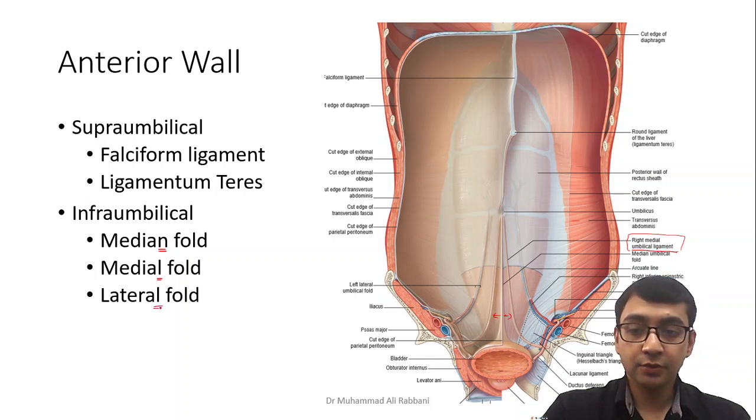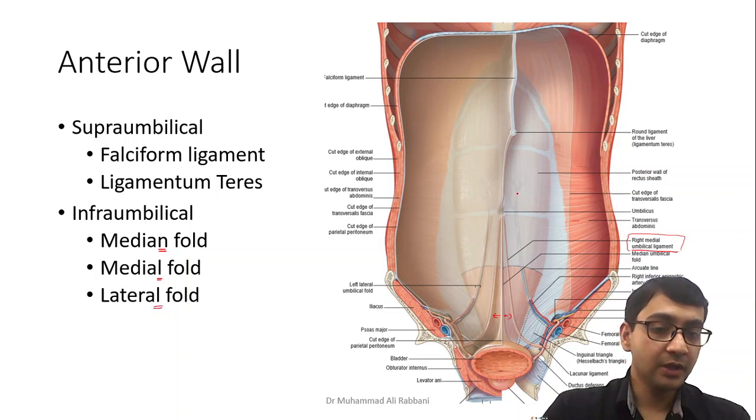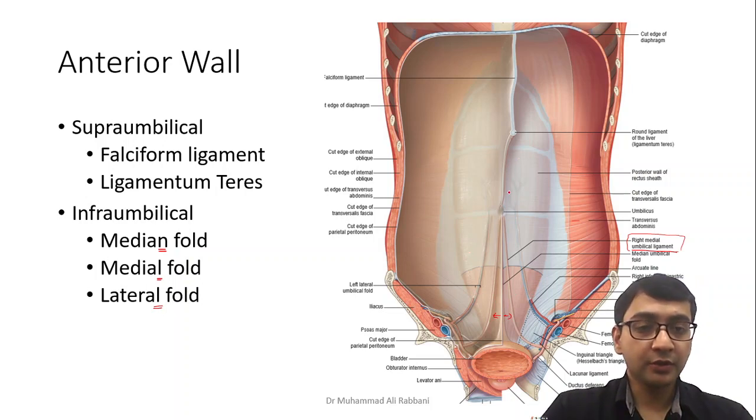So, now you know the 5 folds in the anterior abdominal wall in the inner aspect: falciform ligament, 1 median umbilical ligament, 2 medial umbilical ligaments, 3 lateral umbilical folds. And of all of these folds, you should know what structures are giving rise to these folds, what they are the embryological remnant of.